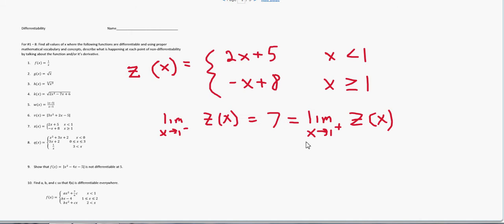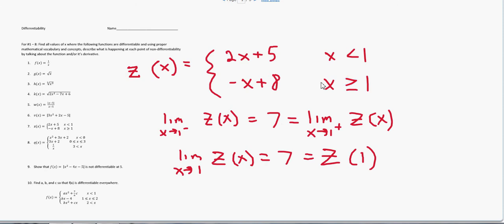Okay, so the left-hand limit and the right-hand limit equal each other, so the limit equals 7, and the limit, which just equals 7, because that's what both sides equal, is equal to z of 1, because when you plug 1 in, you got to plug it into this one, because that's where x equals 1, and you get 7. So, and those were our rules for continuity.